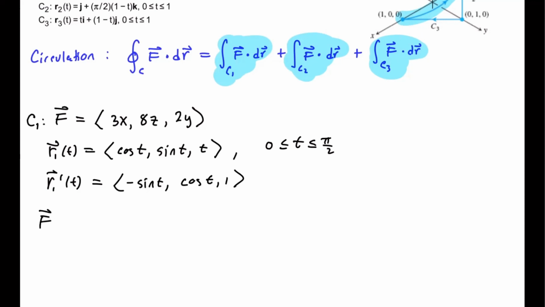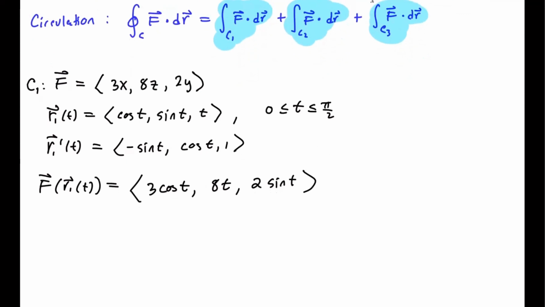And then we're going to find f of R1 at t. So I'm going to evaluate each of these components in place of x, y, and z. That will be f of R of t. So let's go ahead and do that. f has the component 3x, x is cosine, so we're going to use 3 cosine of t. And then the y component is going to be 8z, so that's going to be 8t, because that's our z for R of t. And 2 times y, which is sine of t, because that is y in R of t. All right, so that's our f of R of t.